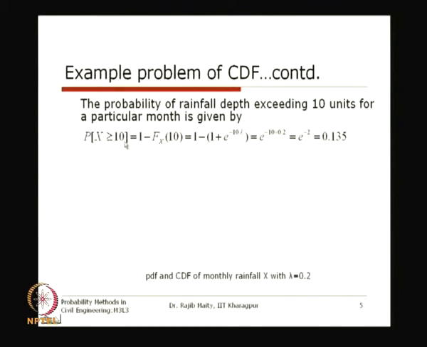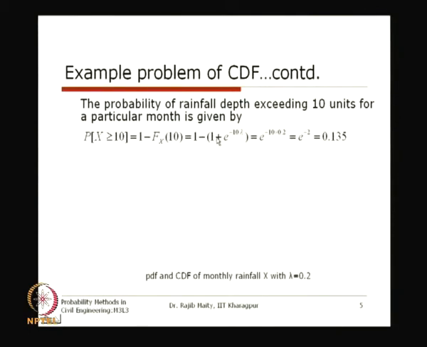Exactly the same thing has been done here, that is, the probability of exceeding 10 units is equal to probability x greater than or equal to 10. So, x greater than or equal to 10 is nothing but 1 minus probability x less than or equal to 10, and probability x less than or equal to 10 is nothing but F_X(10). So, this F_X(10) we are directly getting from our probability density function.